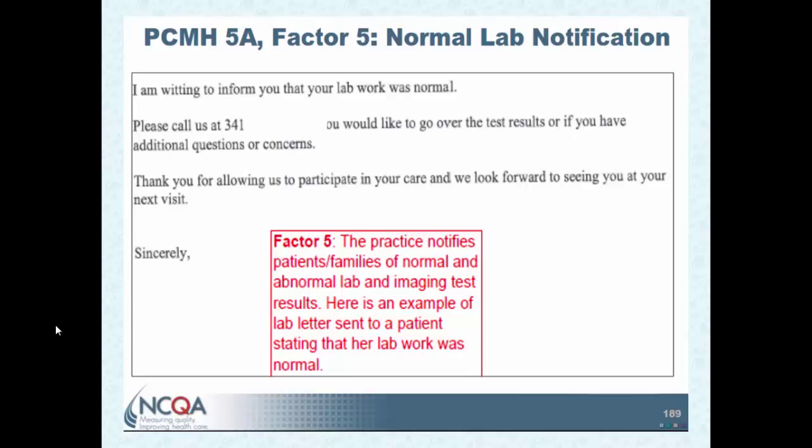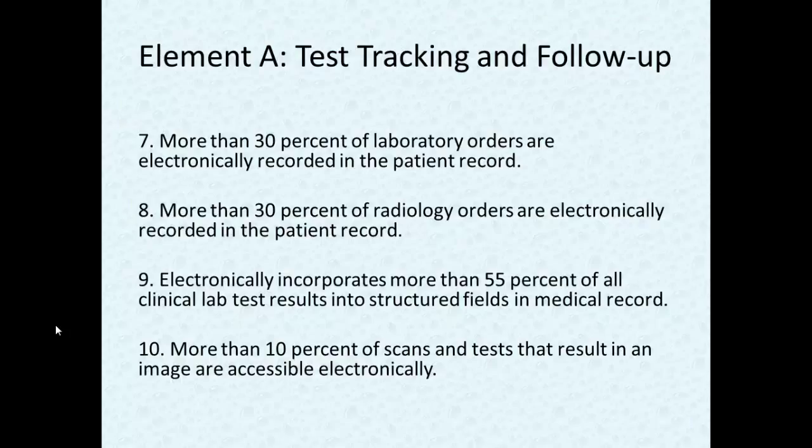If you see here, this is an example of a letter that's used to notify patients of a normal result. And a lot of times there will be a different way that you notify patients of abnormal or normal results. And really it gets down to what your practice does and how you want to achieve these things. The final 4 factors in element A really address meaningful use issues. These are meaningful use, or most of these are meaningful use data points. So you'll be able to use meaningful use reports, for example, for number 7, 8, and then number 10, if you selected that as a menu item, you'd be able to use that.